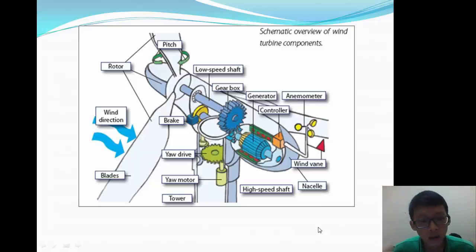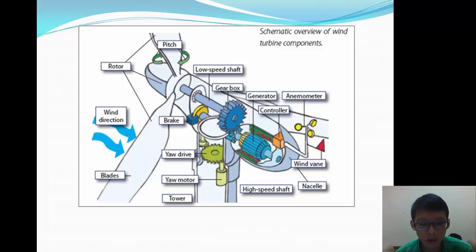Hi, I'm Yew Wei Keat. Now I will discuss the schematic overview of the wind turbine components. In the figure, this is the horizontal wind turbine internal structure. As we can see here, there is an anemometer. The anemometer measures the wind speed and direction. After it measures the wind speed and direction, it will send the signal to both systems, which are the yawing system and the brake system.